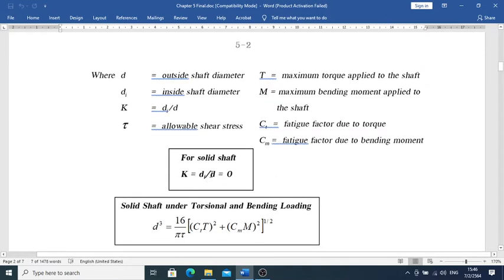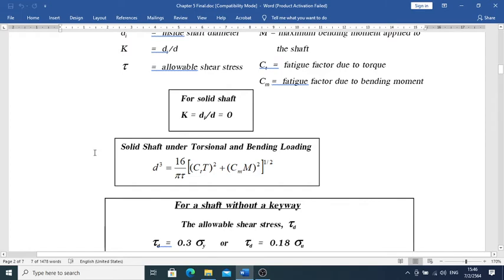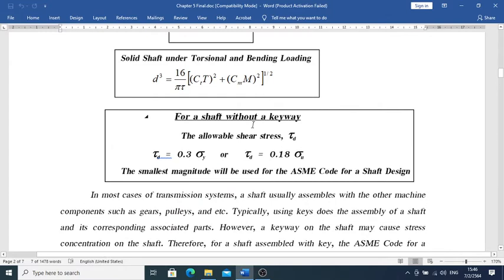For the solid shaft, d_i over d is 0, so the ASME code is modified to meet the equation here for the solid shaft. For shafts with keyways, the ASME makes an adjustment: the allowable tau is recommended to be 0.3 times sigma_y, and also 0.18 times sigma_u. Choose the smallest magnitude to use in the corresponding equation.